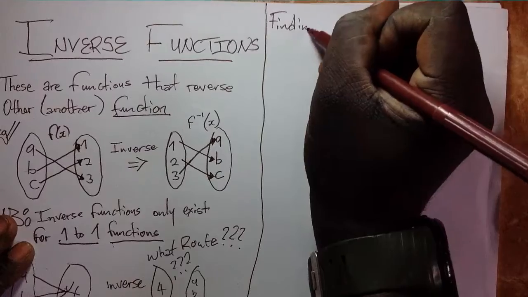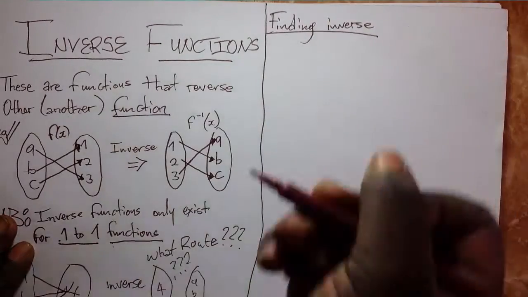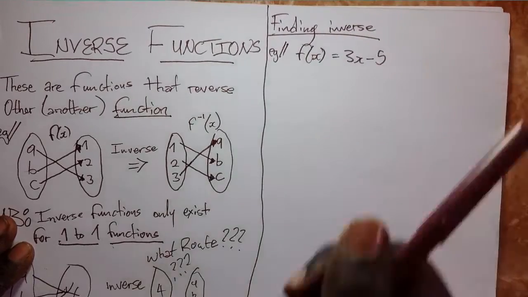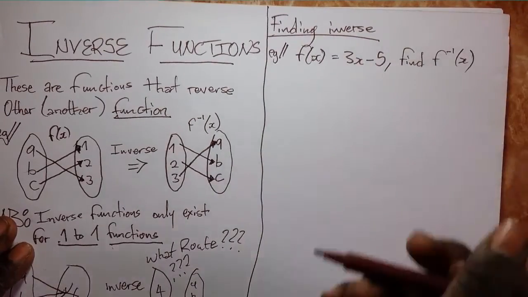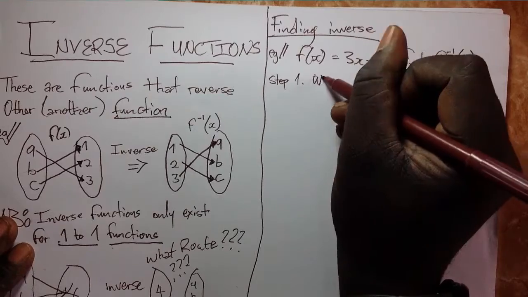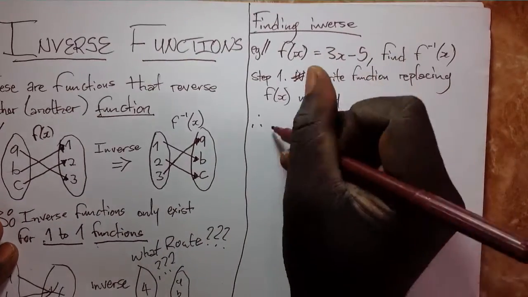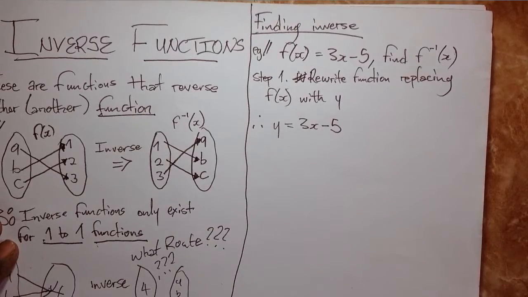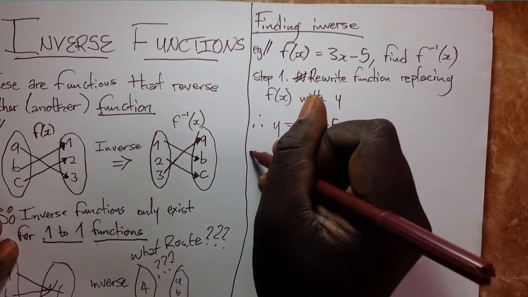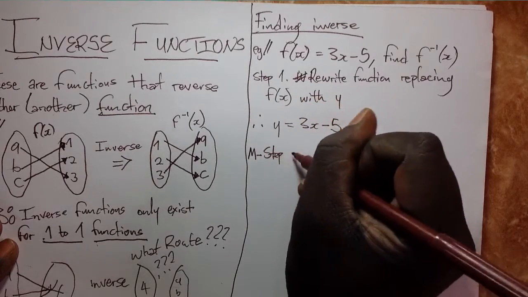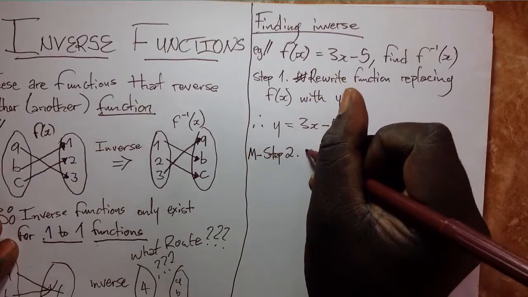Okay, so now we can begin learning how to find the inverse of a function. Let's take this example, f of x is equal to 3x minus 5. The first step is rewriting the function, and wherever there's f of x, we'll replace it with y. So this gives us y is equal to 3x minus 5. At this point, you can write x is equal to 3y minus 5, but I think it's kind of confusing, so I like using this step.